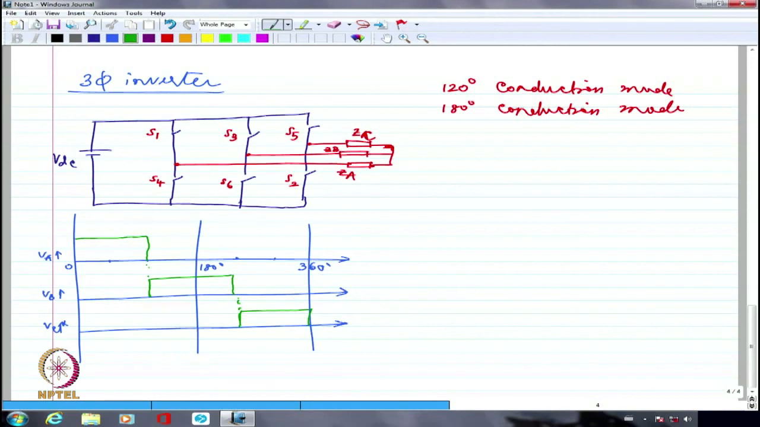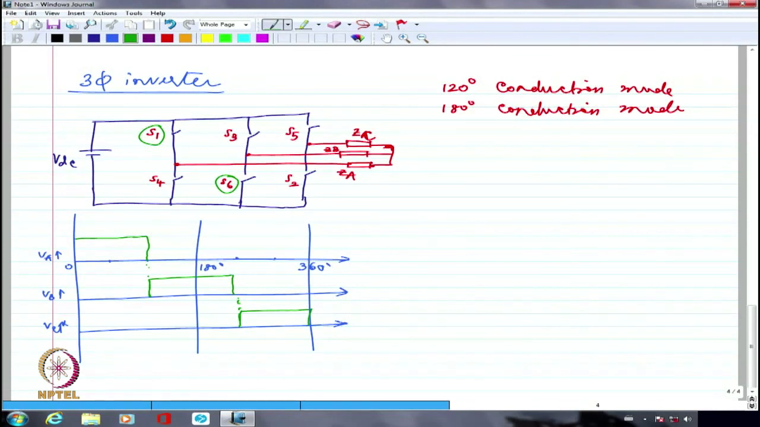So when I am having 120 degree conduction mode, I will have in all probability S1 and S6 overlapping with each other. I definitely need an overlap, otherwise I am not going to have the return path for the current. So I will have essentially the current going from S1 through ZA and returning through ZB through S6 back to the negative side. So what I get as the voltage overall will be essentially VDC across whatever is my S1 and S6. So that is VAB, that is going to be the VDC value itself.